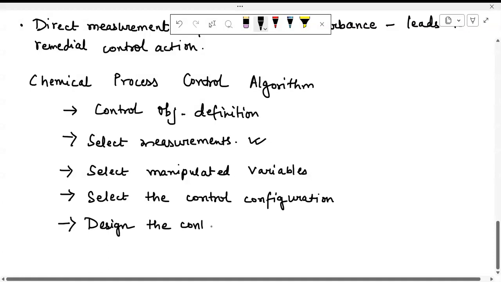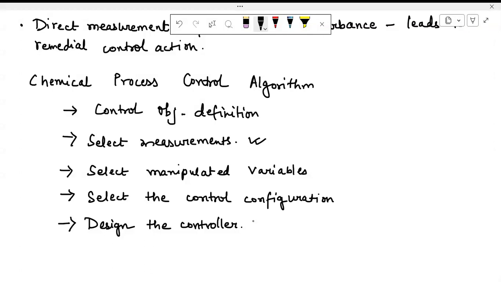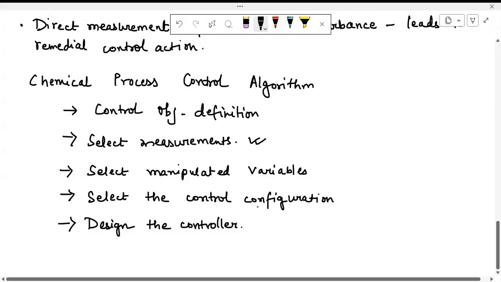This is basically the heart of your entire control loop or control action: the designing of the controller. This is the most intelligent entity in this algorithm. So this is the last step.